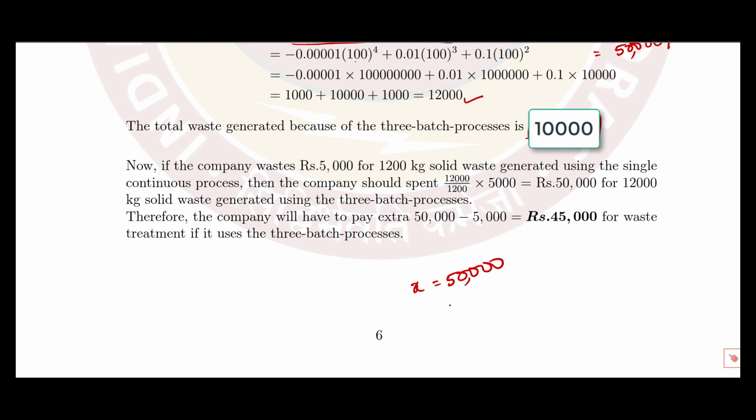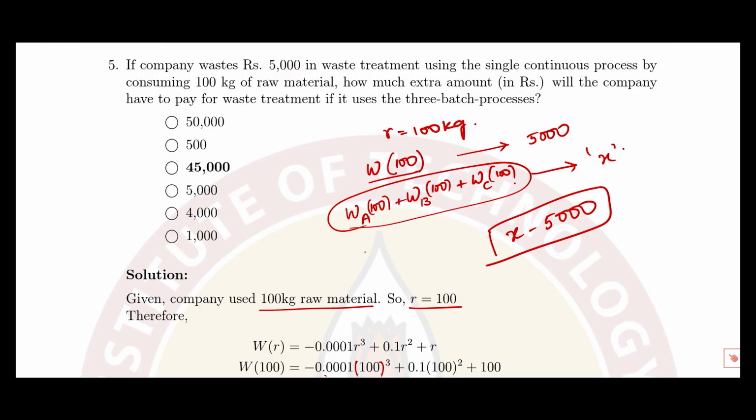So the extra amount we have to pay for waste treatment, 50,000 minus 5,000, which will be equals to 45,000. So answer to our fifth question is option C, 45,000.